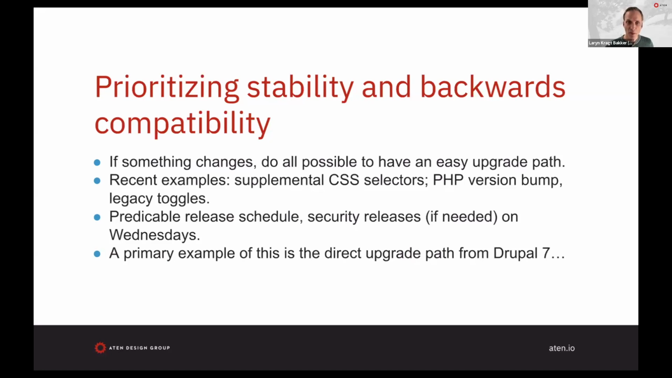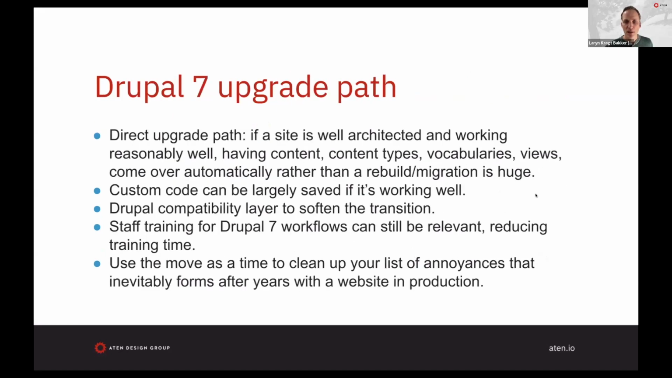But of course, the primary example of prioritizing backwards compatibility is the direct upgrade path that is available from Drupal 7. And so this next section here is really for you if you still have a Drupal 7 site. Even though Drupal 7 is no longer officially supported, there are still something like 250,000 Drupal 7 sites out there. So this can still be very important, compelling for people that have these sites that have been working reasonably well.